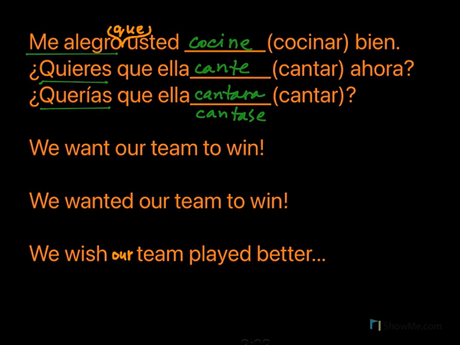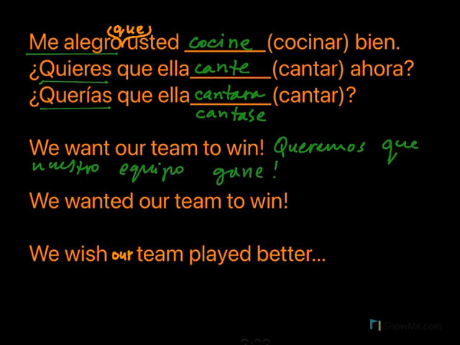We want our team to win. And now you're translating from English into Spanish. We want our team to win. So it will be queremos que nuestro equipo gane. Don't forget the upside down exclamation sign. Queremos que nuestro equipo gane. You use present subjunctive because queremos, the trigger is in the present.